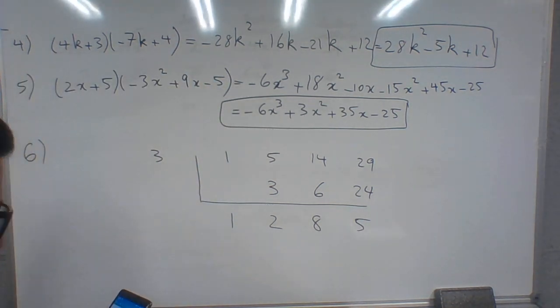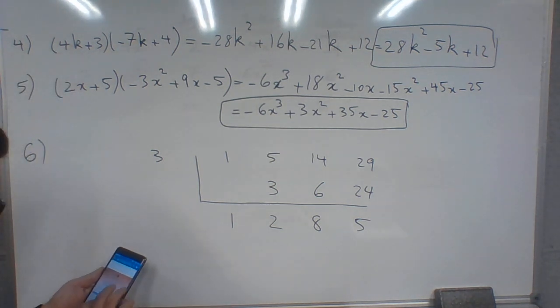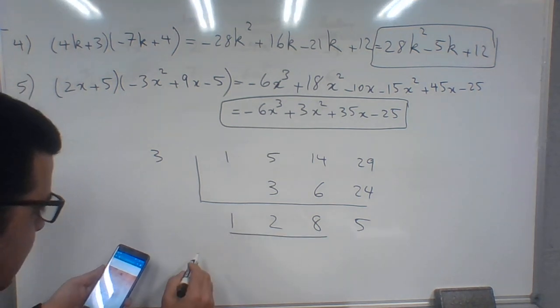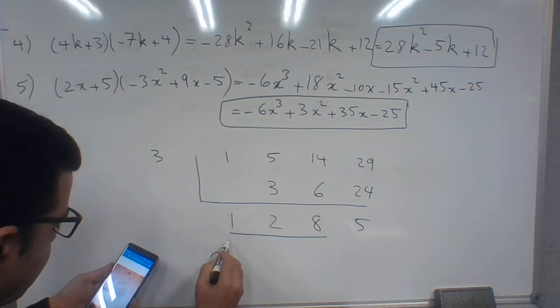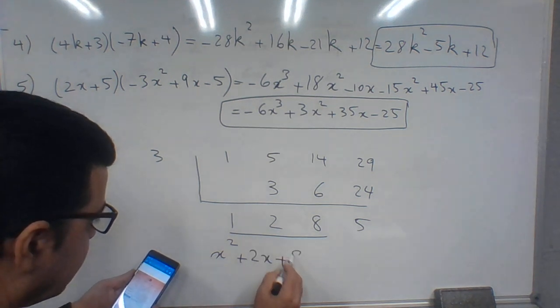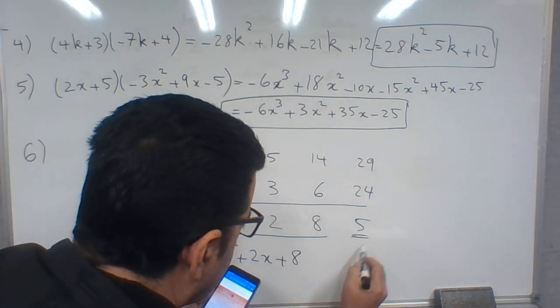So the quotient is this polynomial here. So x² plus 2x plus 8, and the remainder is 5.